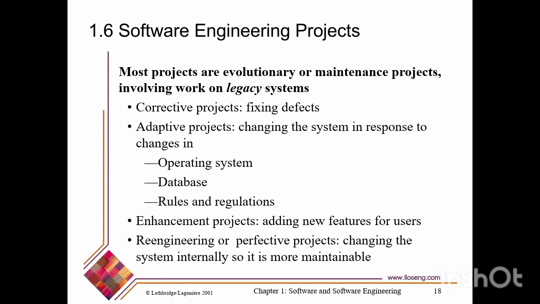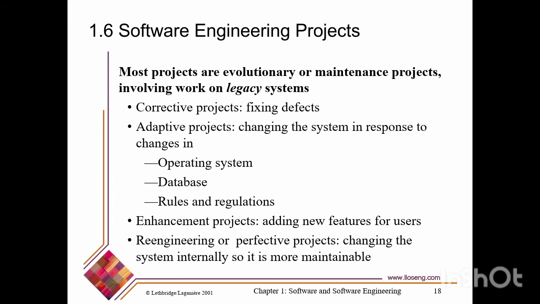Software engineering projects. Most projects are evolutionary or maintenance projects involving work on legacy systems. Legacy begins in the past, continues in the present, and may go into the future, as a continuation of the development work. There are two types of projects: evolutionary or maintenance projects. After completion, we have to maintain such projects. In maintenance projects, we make amendments or add changes to the project.